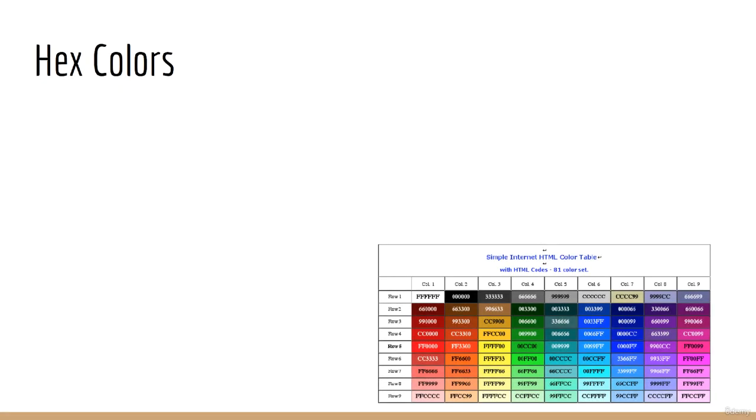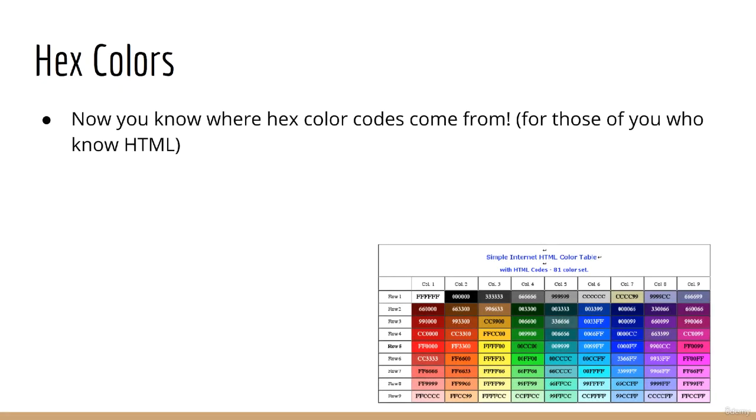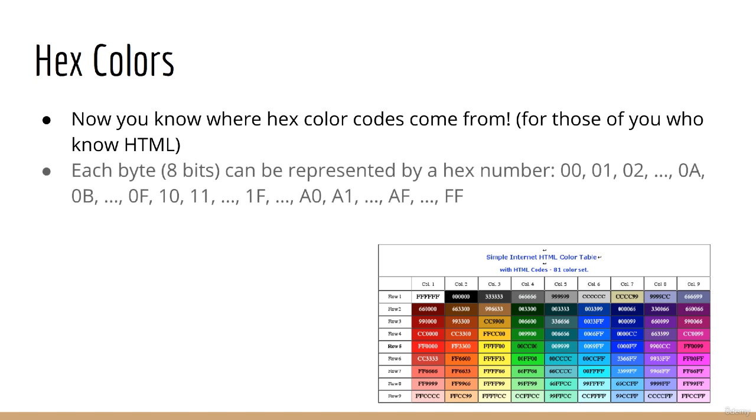As a side note, for those of you who are web developers, this is where hex colors come from. These also happen to use the same color scheme and quantization. So we have 3 bytes, with each byte representing the value for the red, green, and blue color channels. Importantly, 1 byte can be represented with 2 hex digits.